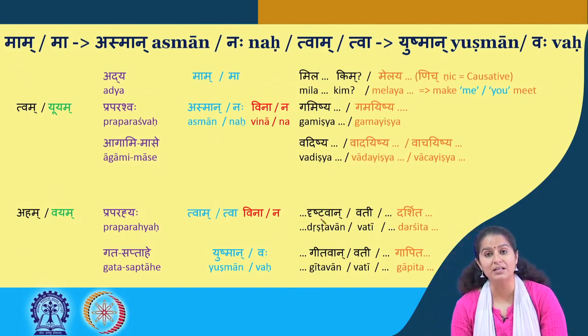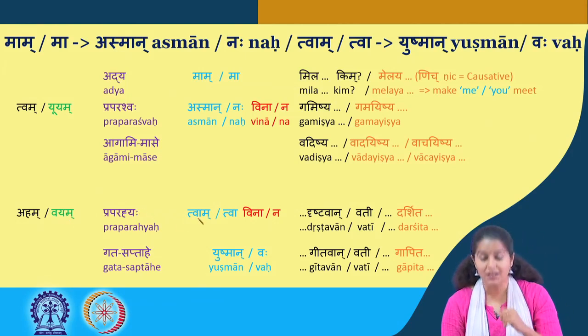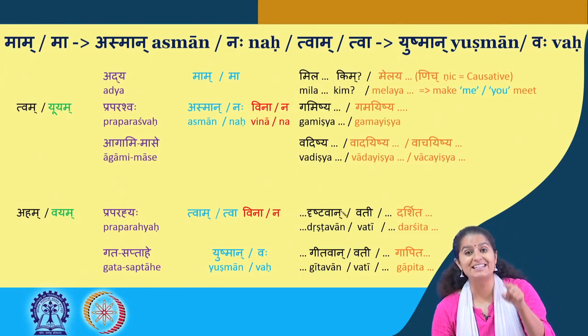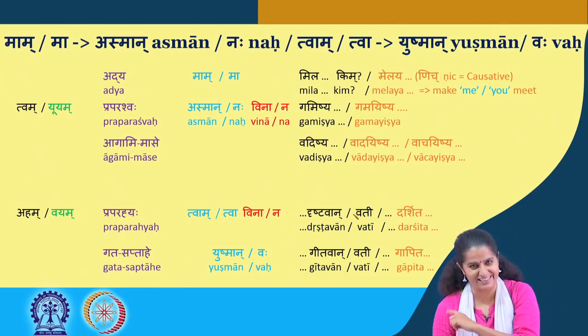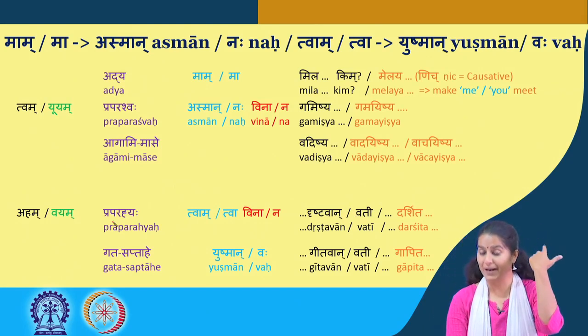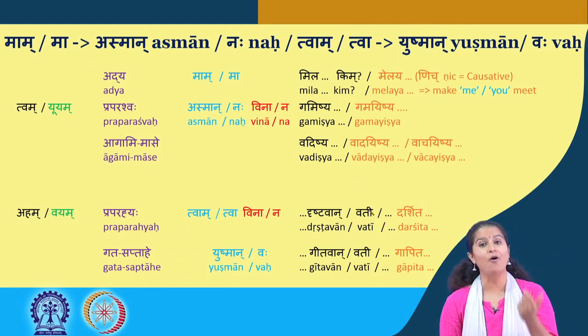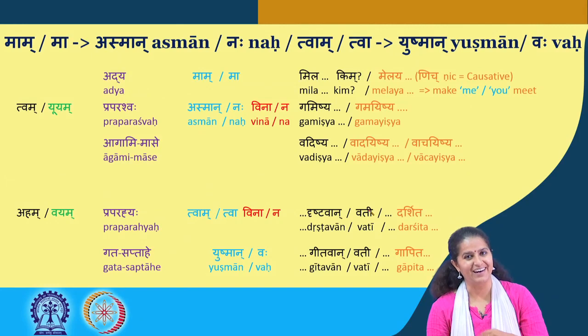If you want to make that into the plural, so vayam praparahyaha tvam drishtavantaha uttamam or drishtavatyah. And then with the plural, vayam praparahyaha yushman drishtavantah or drishtavatyah uttamam. Let's do the niche of it.